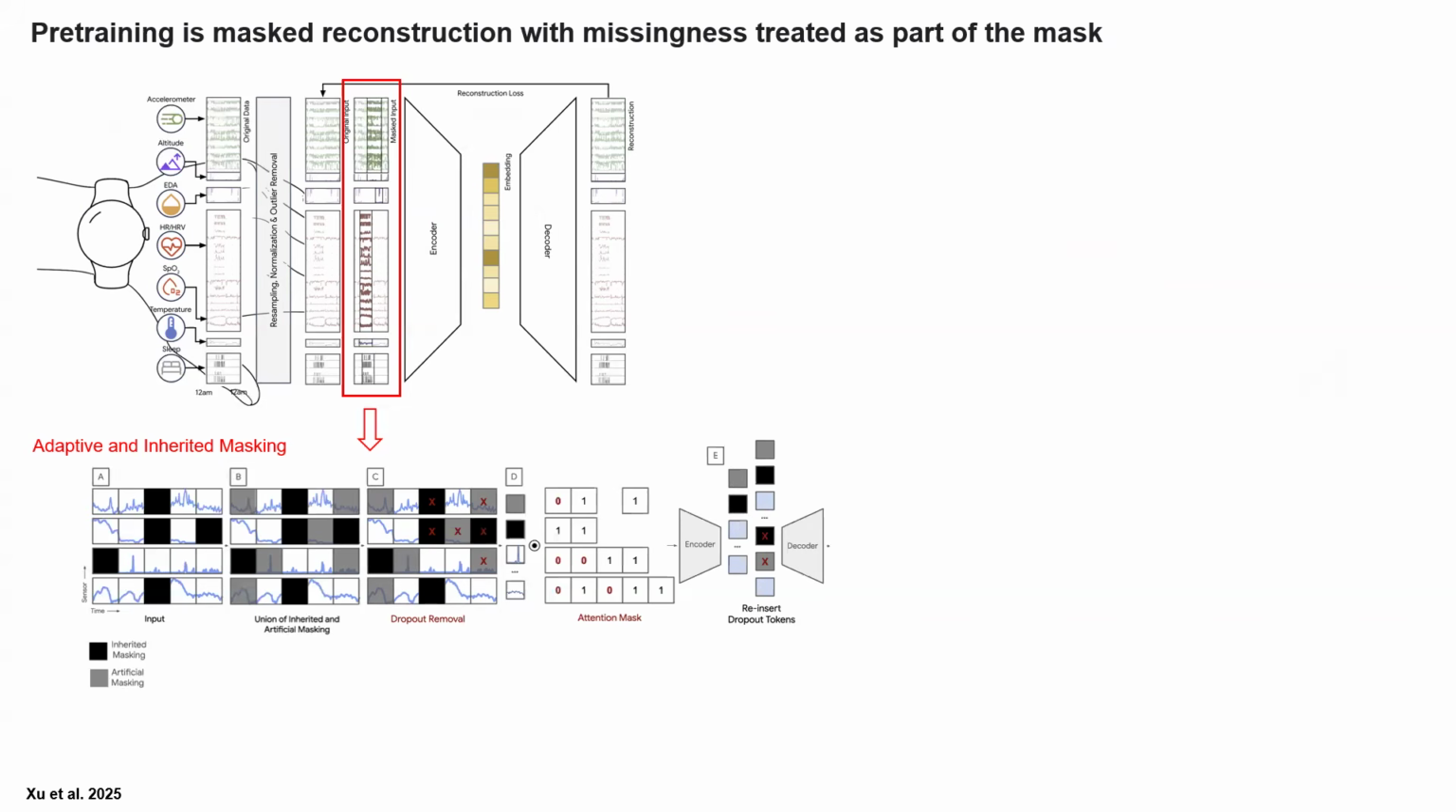From there, the encoder will have the visible mask, and then they will reinsert the dropout tokens, and the decoder runs and reconstructs it again. So it is just a summary of how they deal with the missingness of the information.